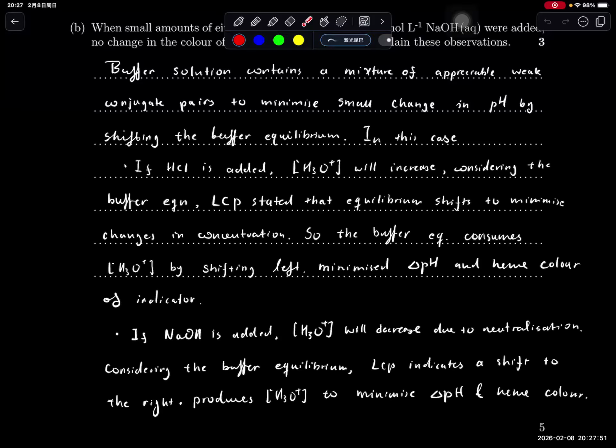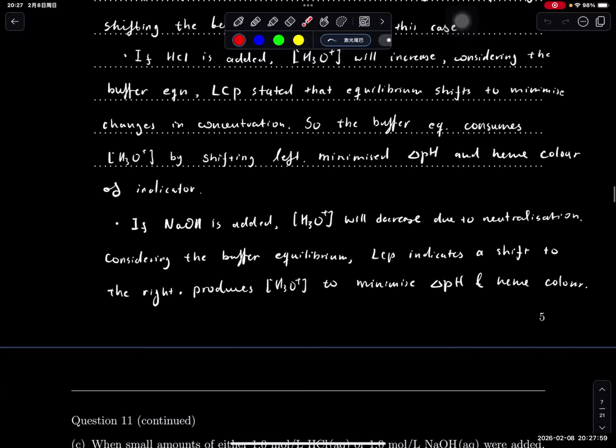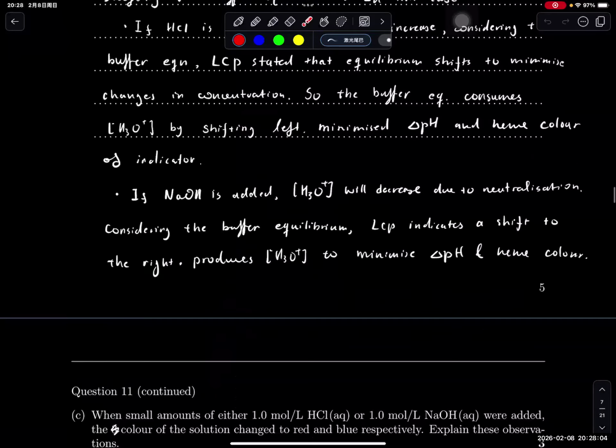So what I did is I said something very brief, something like, very similar to the previous part. You don't need to be so detailed in the second part when you talk about the base, because you literally talk about the definition and LCP again. You need to define that again.